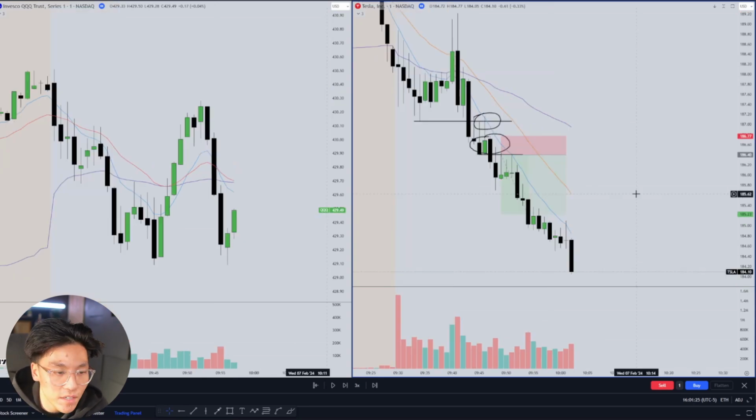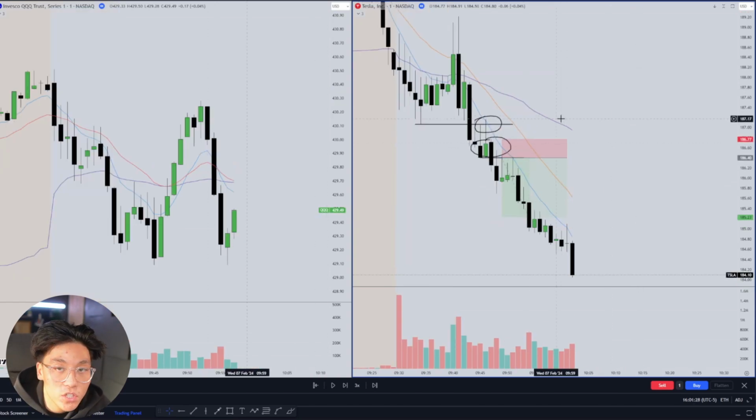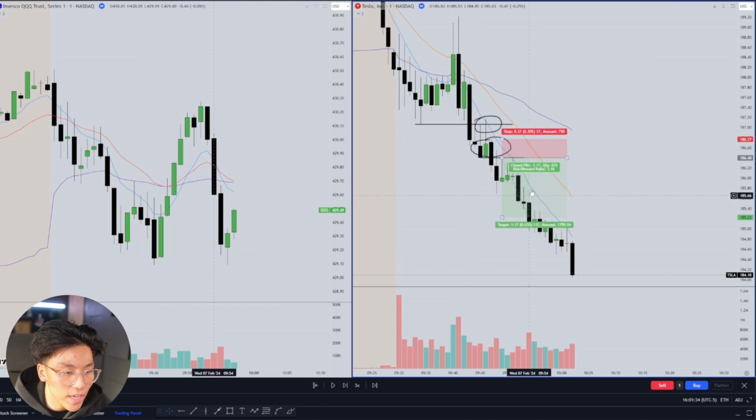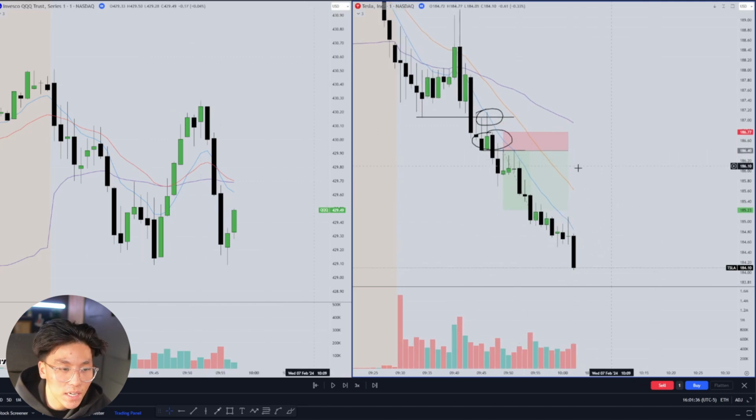So based off of this information, you could have easily looked to short Tesla towards the downside using this as a scalp opportunity. And you can see right here, as the Qs started pushing back towards low of day, Tesla was the leader towards the downside. So you would have been looking for this name to short towards the downside.